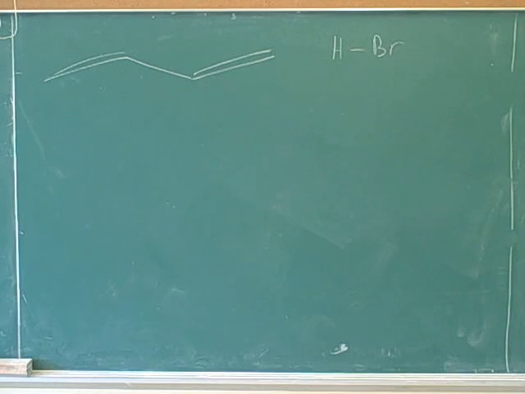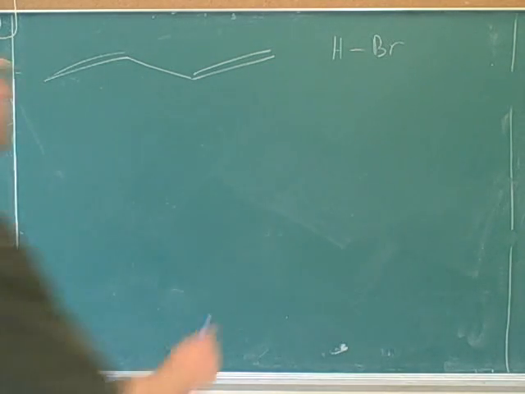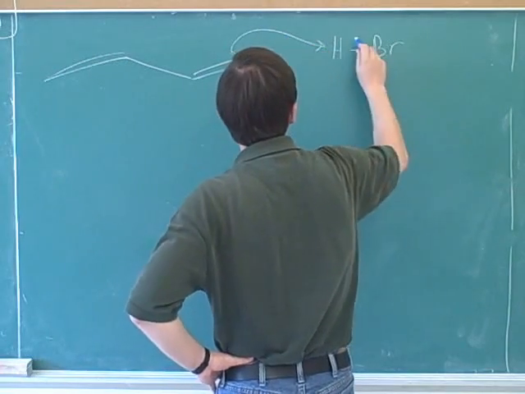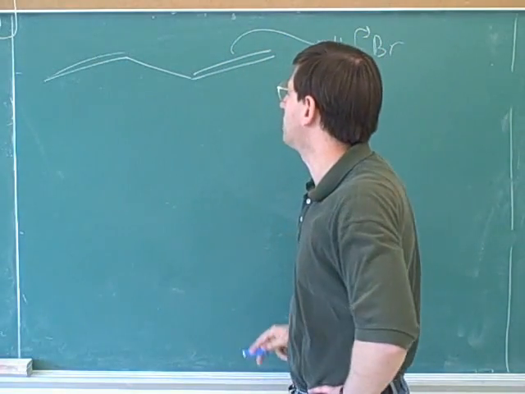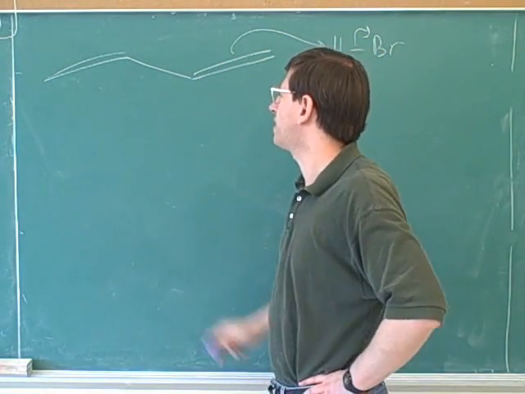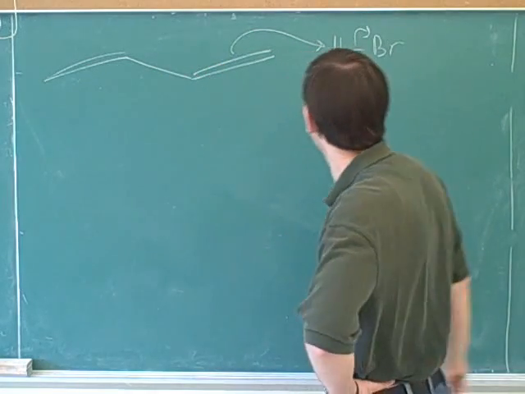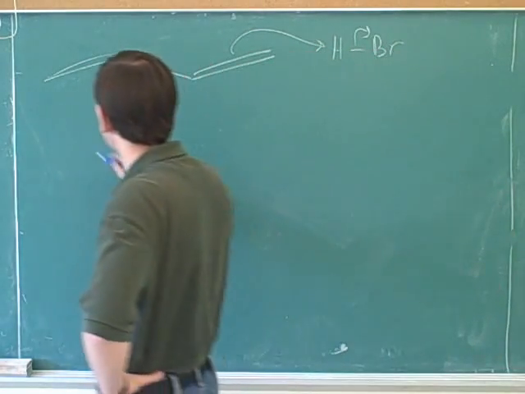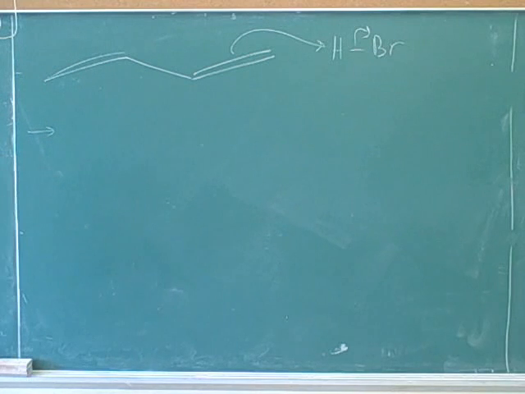Good, and we'll try to draw the products from that. Doesn't really matter which pi bond we use so far because this is a symmetrical molecule. Well, let's draw what the intermediate would look like from that step. That's good.